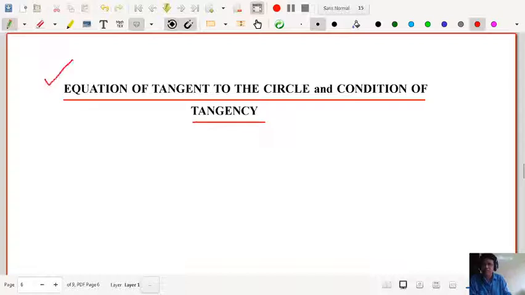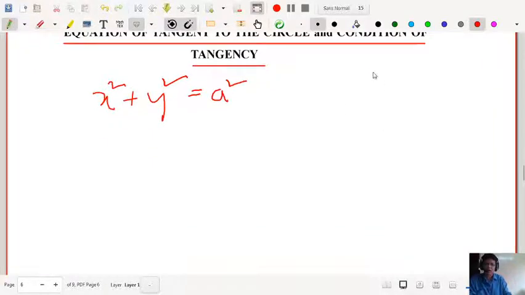This topic is very important because of the equation of the tangent to the circle, what will happen in the circle, in the parabola, and what is the condition of tangency? Let us find out. Okay, so let us take a very simple case of the circle. x square plus y square is equal to a square. This is the circle, whose center is the origin, and whose radius is a. a is the radius of the circle.